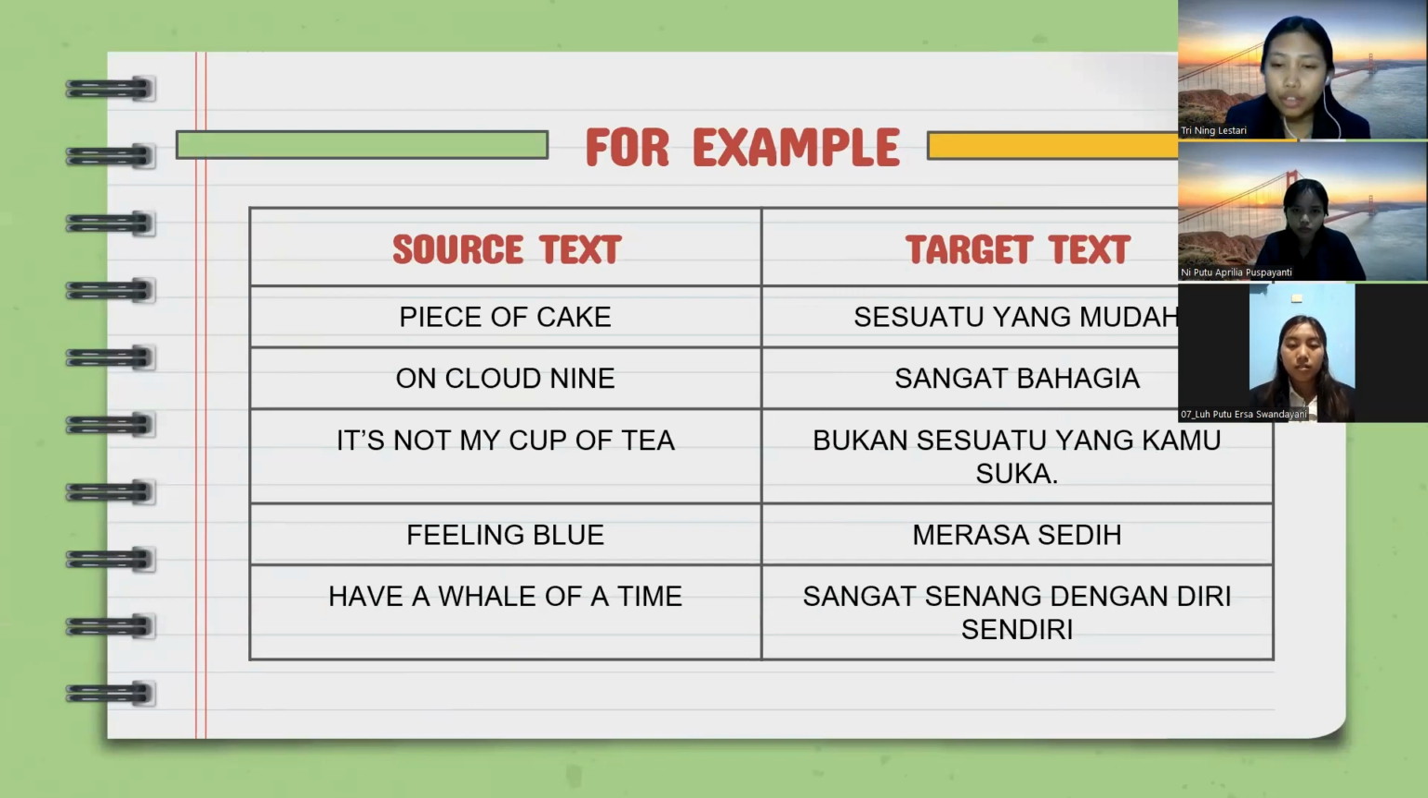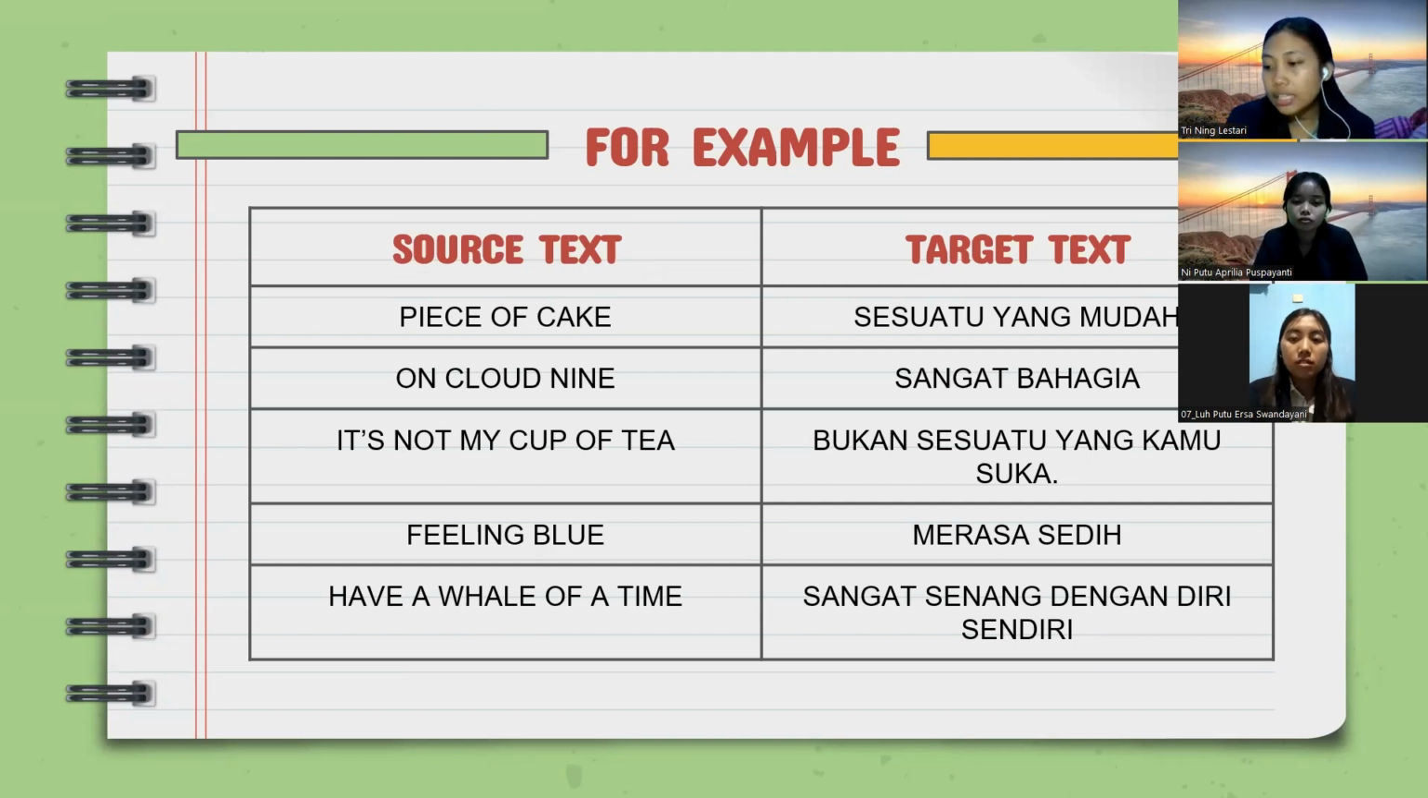Number one is piece of cake in the source language, and in the target language is sesuatu yang mudah. The source text is on cloud nine. Target text is sangat bahagia. And then number three is not my cup of coffee. Source text in the target text is bukan sesuatu yang saya suka. And the source text is feeling blue. And the target text is merasa sedih. And the last one is the source text have a whale of a time. And the target text is sangat merasa senang dengan diri sendiri.